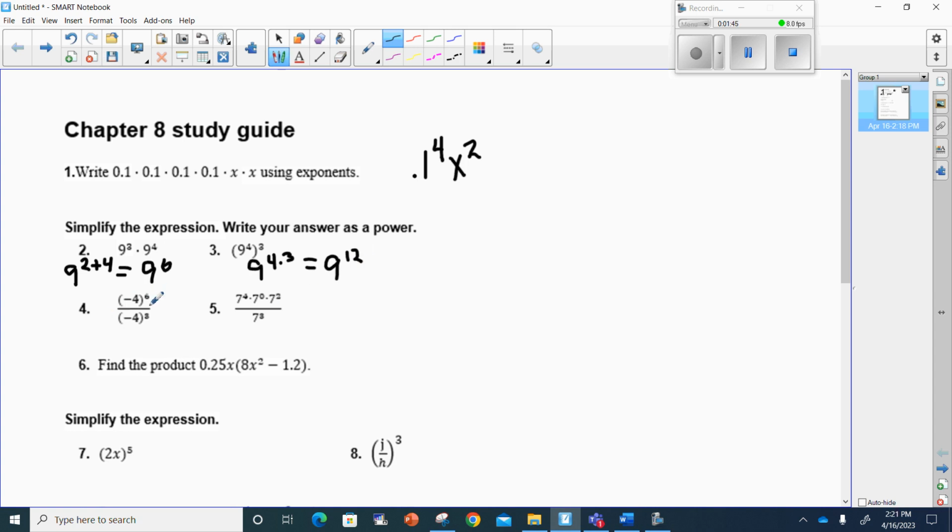Next is number 4. This time we got a division problem. -4 to the sixth power divided by -4 to the third power.